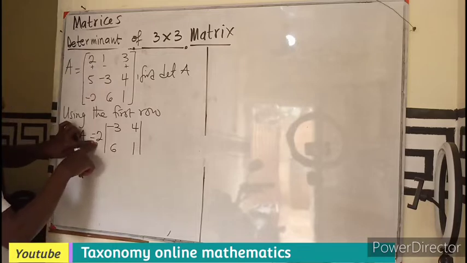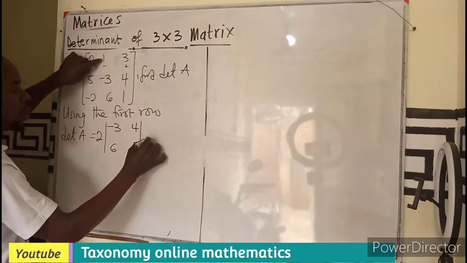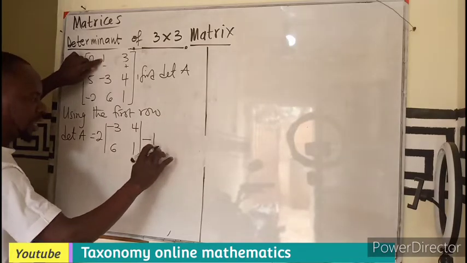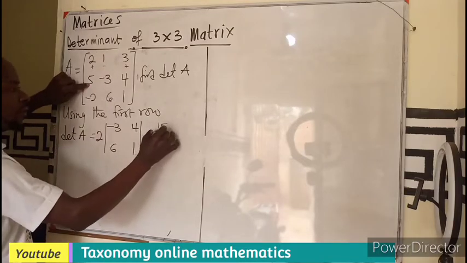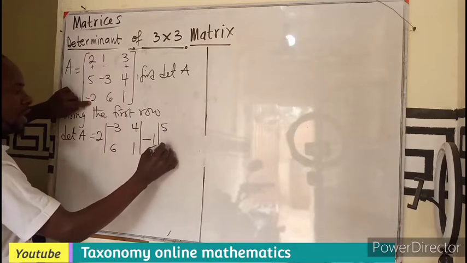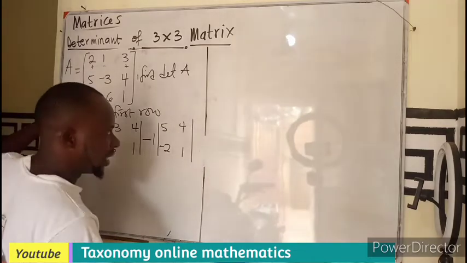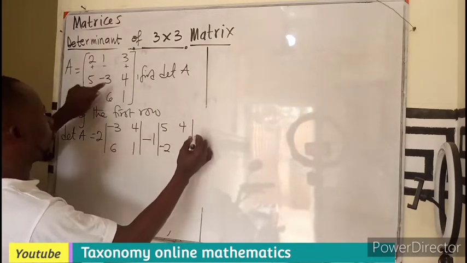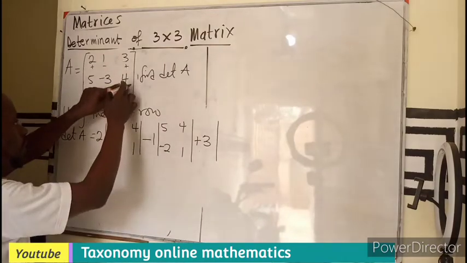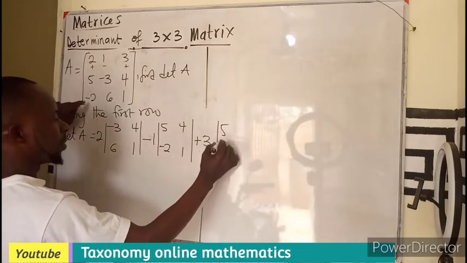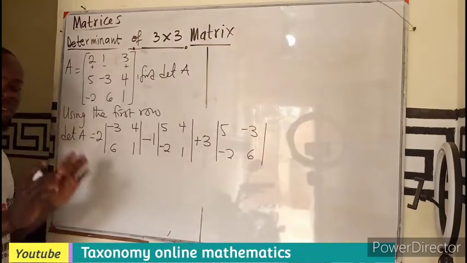Don't forget, I didn't assign any sign here because it is plus. Then I go to minus. What am I going to pick? I'll pick 1 into bracket. Okay, let me take it as a determinant, covering all of this and the top. I'll be left with 5, minus 2, and 4, 1. Then plus 3 with its determinant. All this covered, I am left with 5, minus 2, minus 3 and 6, using the first row.